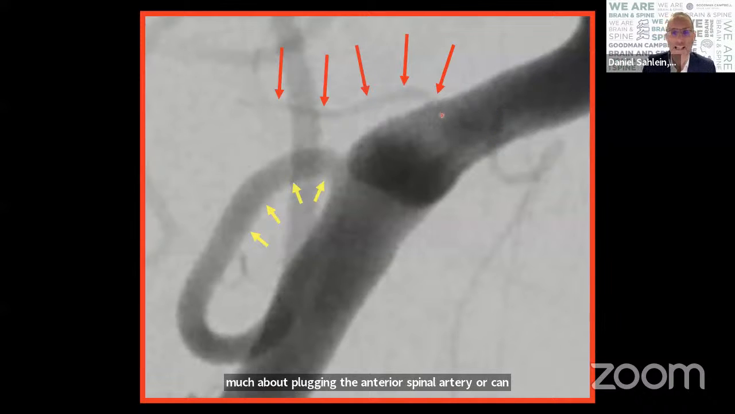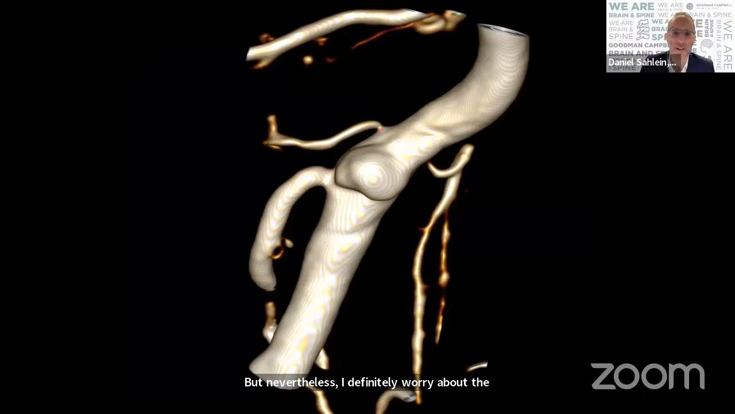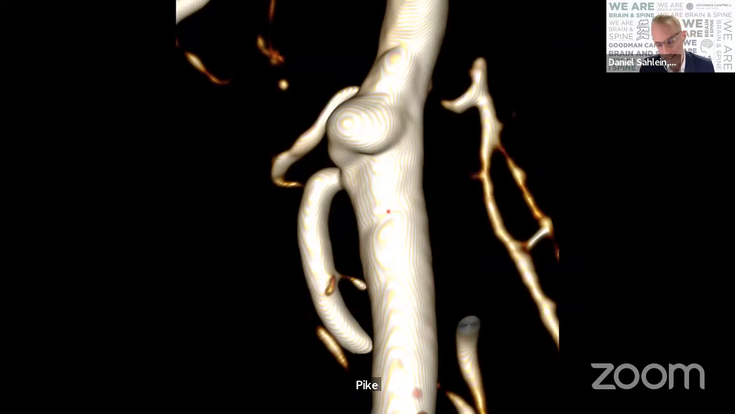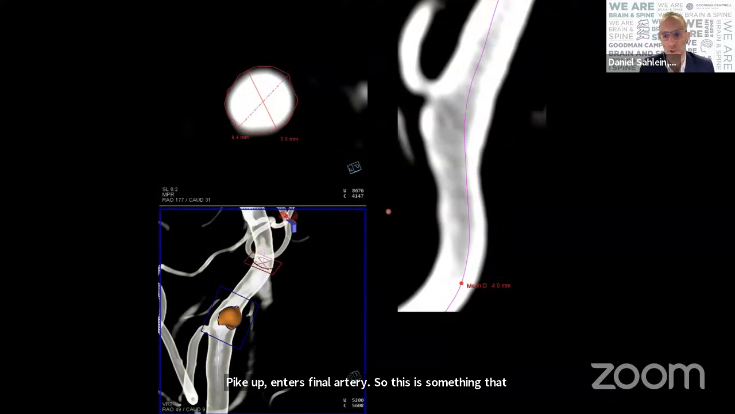But nevertheless, I definitely worry about the combination of PICA and this dominant medullary perforator here, which you'd like to spare. Looking at the 3Ds, you can see the medullary perforator, PICA, and anterior spinal artery. So this is something that we'll flow divert using that same protocol that we used previously, both for loading and unloading. And we tried to use at least 2 devices in these ruptured cases, even in smaller vessels.